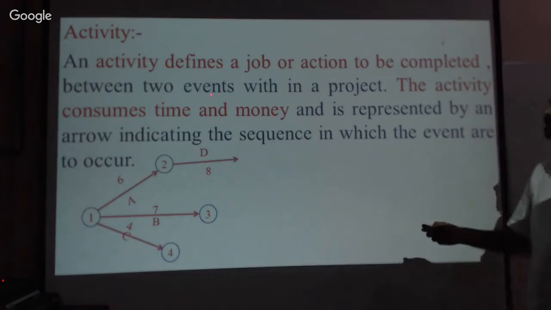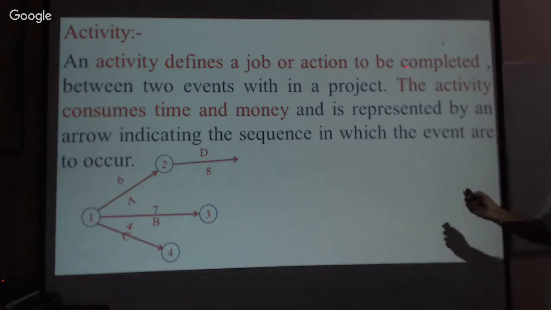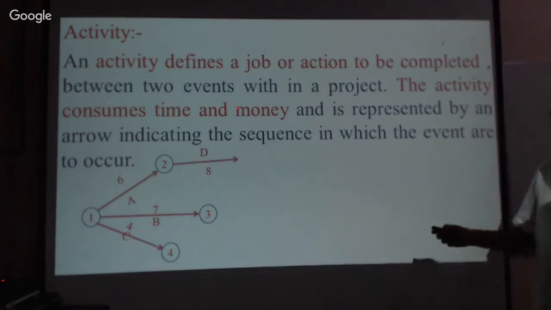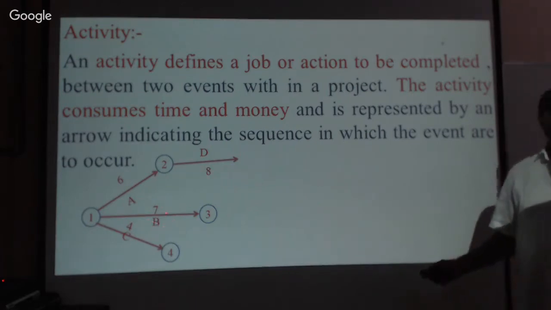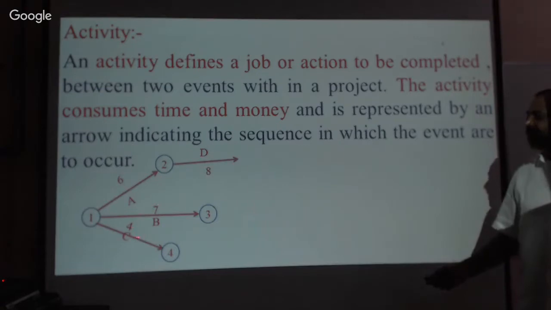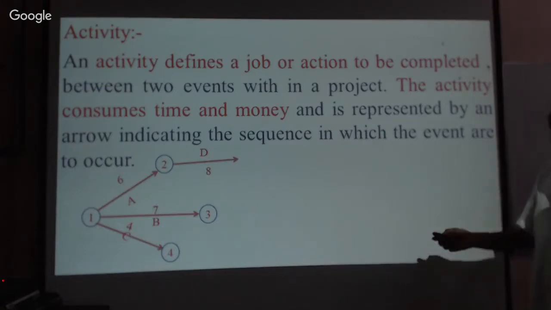Now, activity is defined as the job or action to be completed between two events. That is, one event and another event; between two events, the action is taken. This is called an activity. To complete this activity, the time required is 7 days or 7 units. To complete activity C, the time required is 4 units.